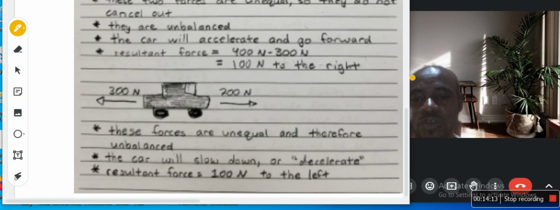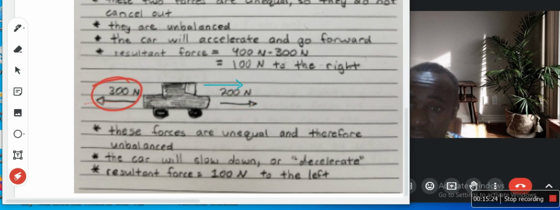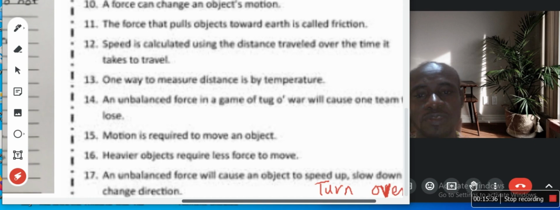Initially, this object was moving this way. Please, you need to see what I'm drawing. The blue shows us the direction of the motion. So the forward force in the direction of the motion is 200. The one opposite the direction of motion is bigger. So then what's that position? It will slow down. But what's that position? Yeah. No, it's part of the question you need to answer. So we'll go to it. So we go to the question now.